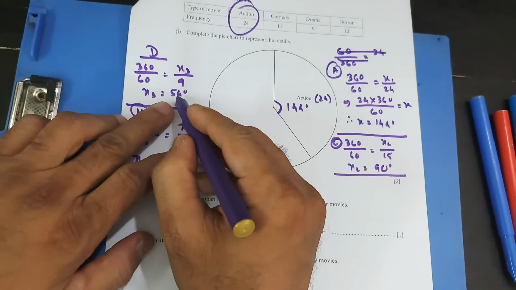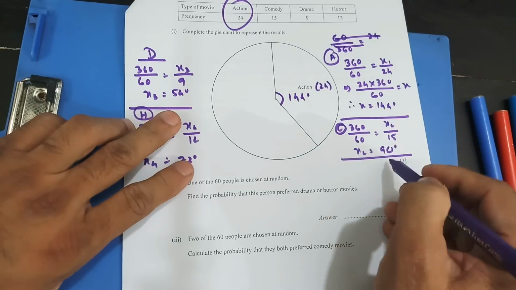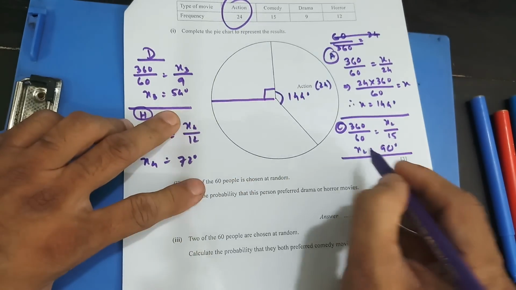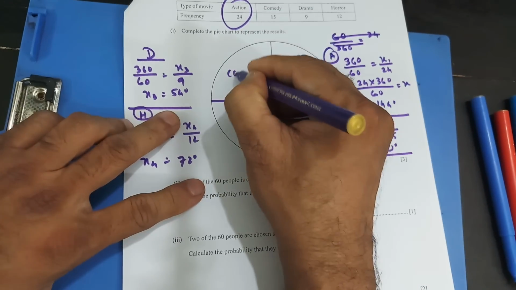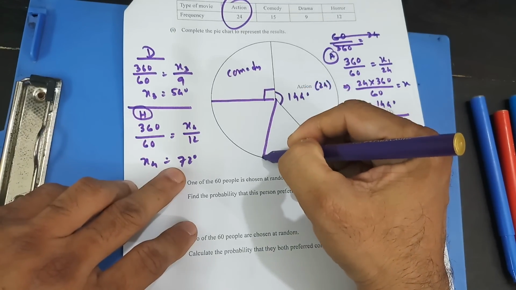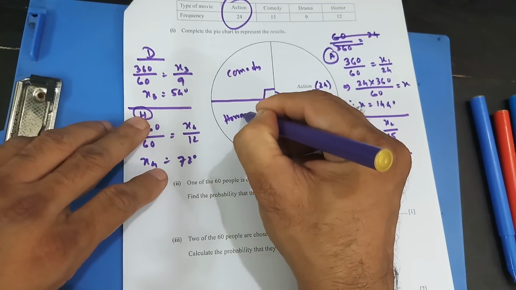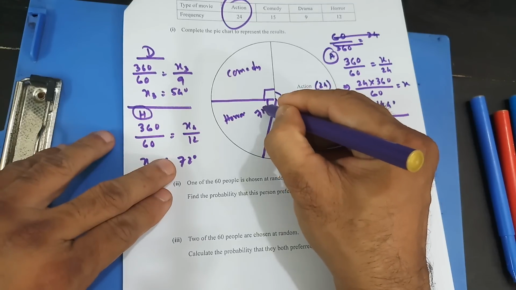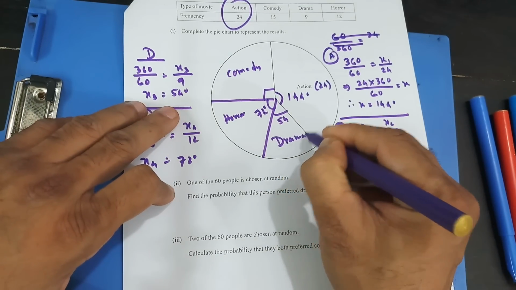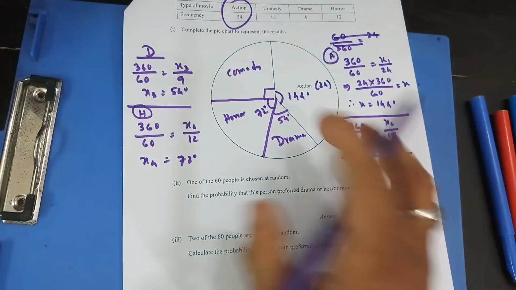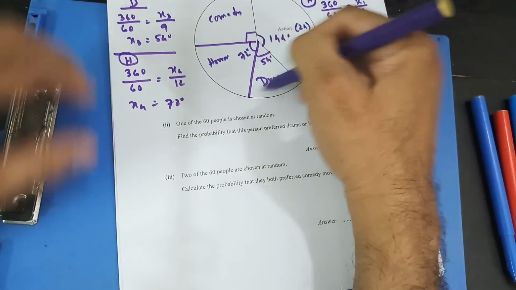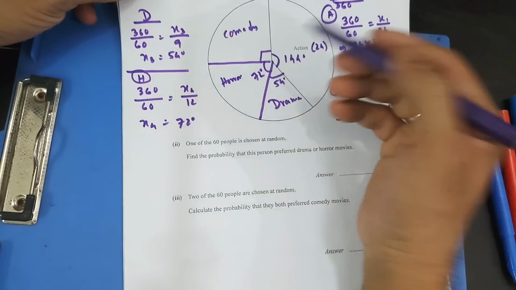Now, the lowest is 54, and then 90 degrees. So this is going to be 90 degrees over here, and that's going to be comedy. We can write down comedy here. And then 72 somewhere over here, you can write down horror. Horror, that's 72. And this one is going to be 54, and that's drama. You can write it like that, or you can measure it with a protractor. You don't need that because the calculation is worth 3 points. Just showing an idea of 90 degrees like that should do it.